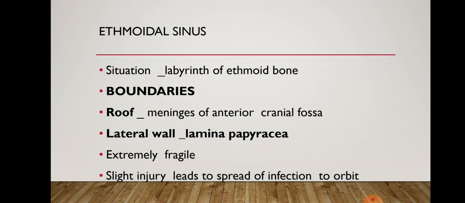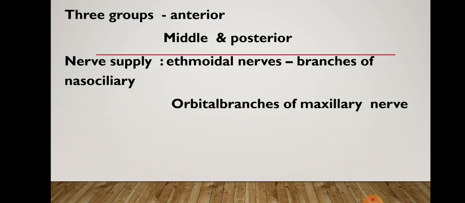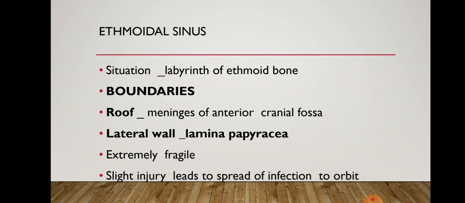So coming to the boundaries of this ethmoidal sinus, the roof is formed by the meninges of the anterior cranial fossa. The lateral wall is formed by the lamina papyracea. Lamina papyracea is a part of the ethmoid bone, that is extremely fragile bone. So any slight injury to this lateral wall of the ethmoidal sinus leads to the spread of infection to the orbit. So that's about the boundaries.